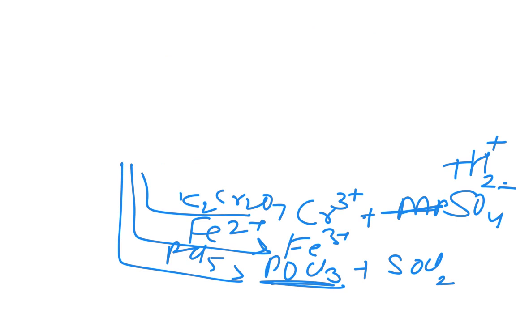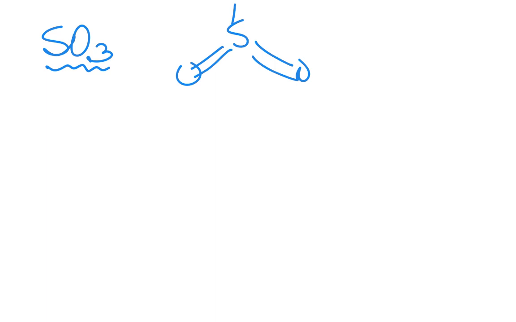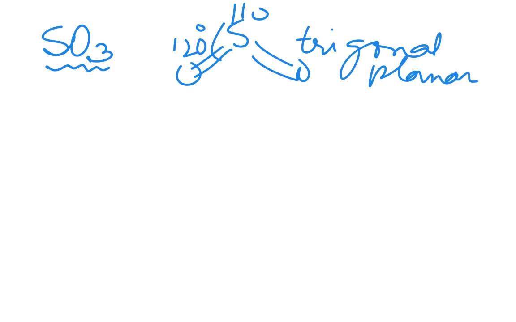Okay. Now let us move to the next compound, that is sulfur trioxide, SO3. First, the structure: sulfur at the center, the angle is 120 degrees, trigonal planar. So what will be the hybridization? sp2.